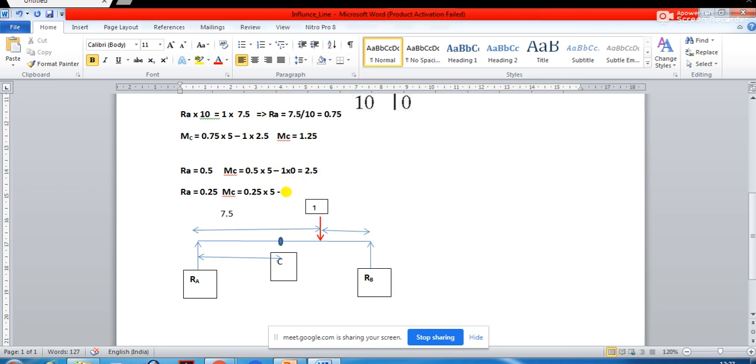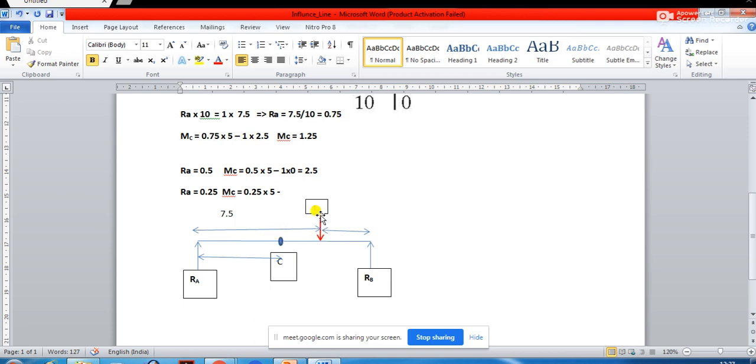Tell me. See, we are taking moment about C and we are going from left to right. The load has already crossed this section, so will it give any moment about this point? No. If you come from the other side, then this load is going to create moment about C. But you are going from left to right. Don't get confused, okay? So you are going from this side to this side, and you are taking moment about C.